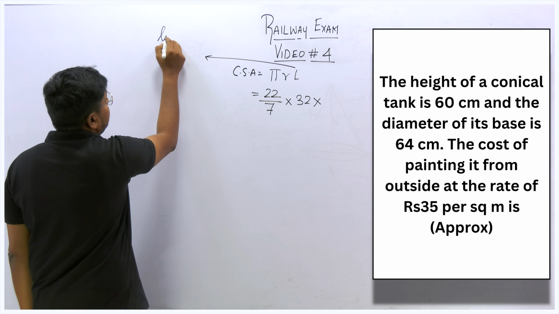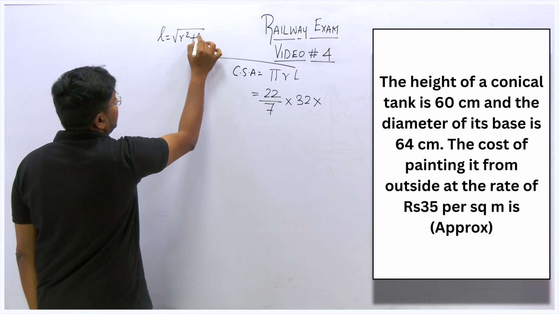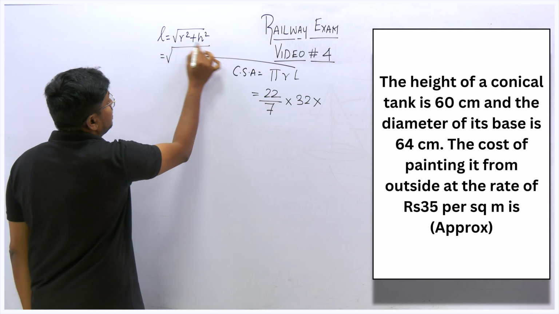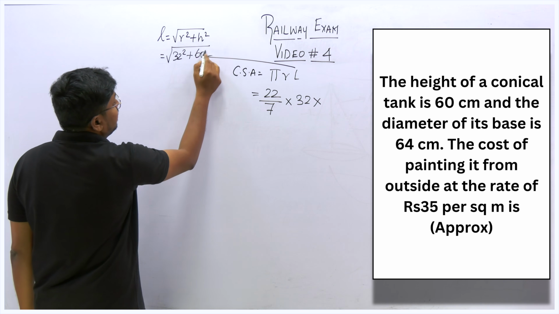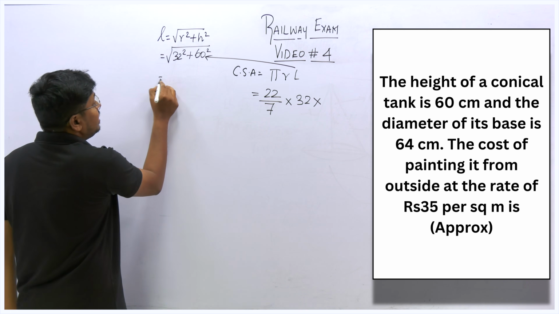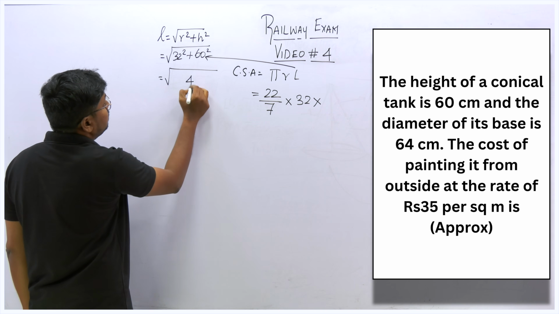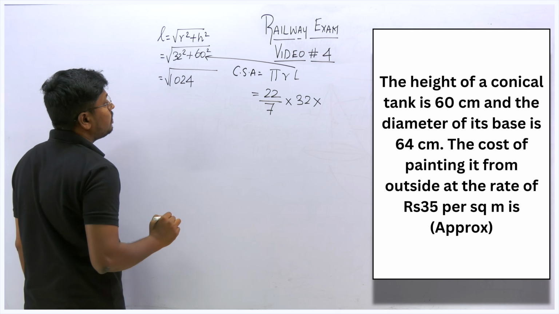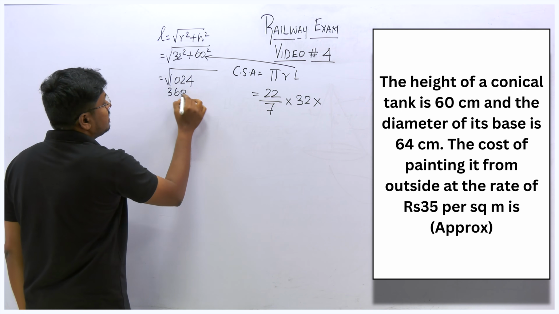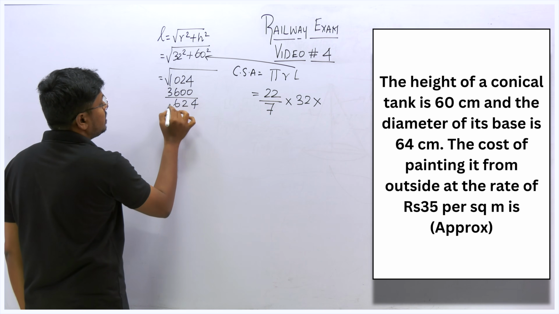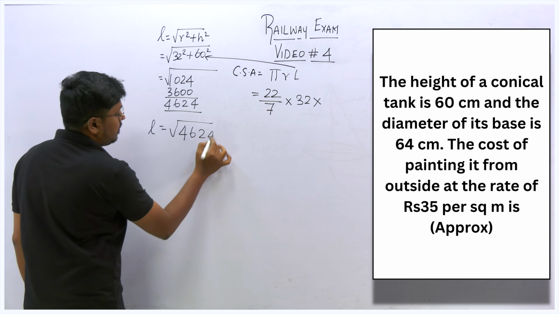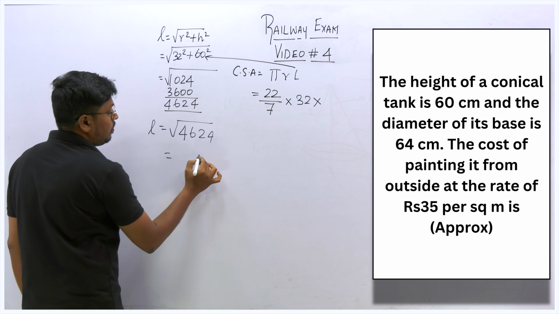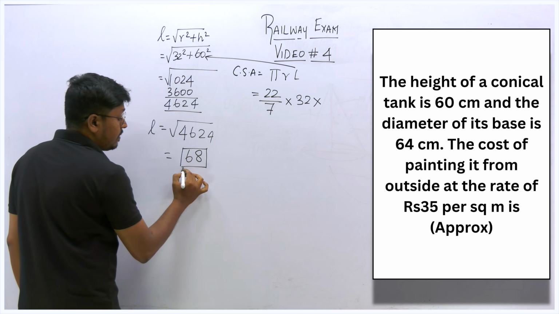So slant height l is equal to, as we just learnt, the square root of r square plus h square. The Pythagoras theorem, right? R is the radius, 32, so 32 square, and h square, they have given the height in the question, 60, so 60 square. So 32 square will be 1024, and 60 square will be 3600, so 4624. So finally the slant height will be the square root of 4624. So 4624 will be 68, as 68 into 68 is 4624. So the slant height will be 68.